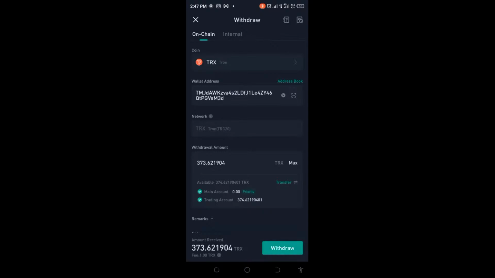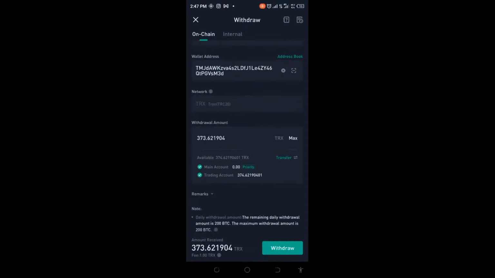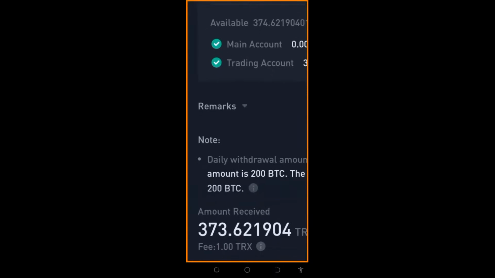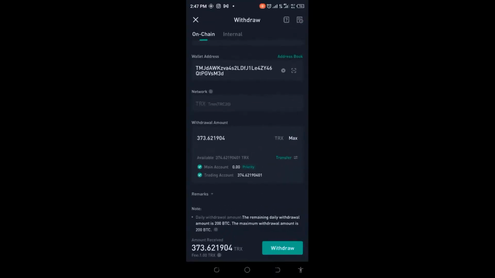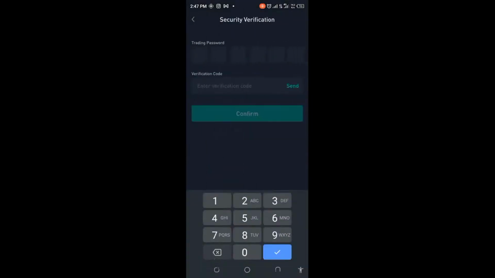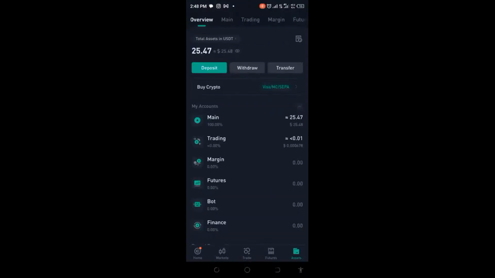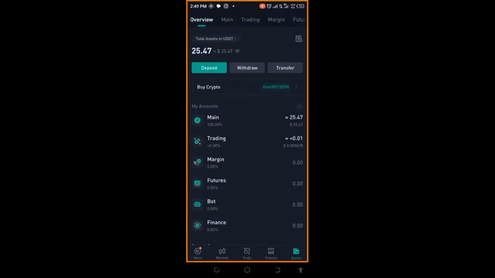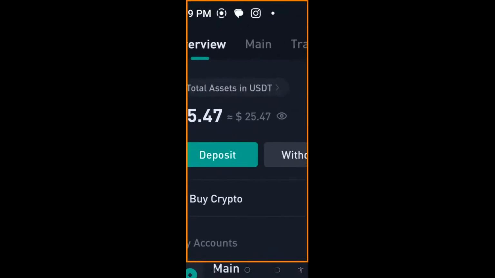Okay, so you can see here what we're going to eventually get is 373.62. Okay, that's what we're going to get. This is the entire amount we are going to get, 373.62. So let's go ahead and withdraw. Okay, I'm going to put in my verification and then I'll get back here. Okay, I put in all my verifications, and now it's on the processing point, right?